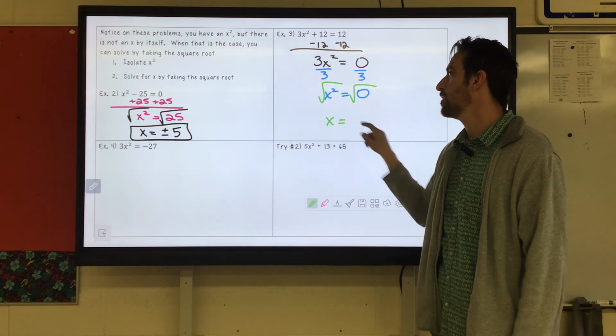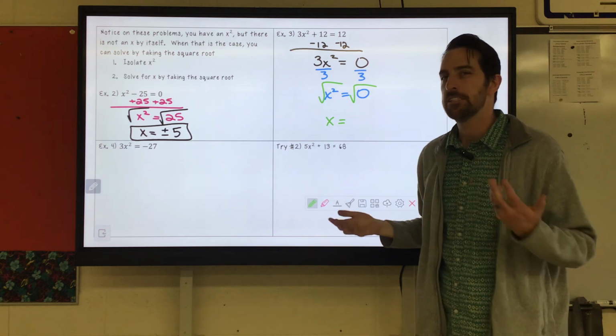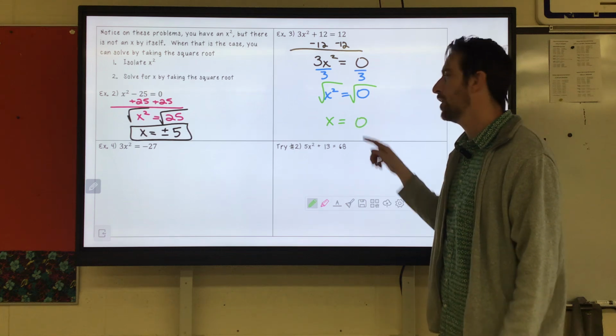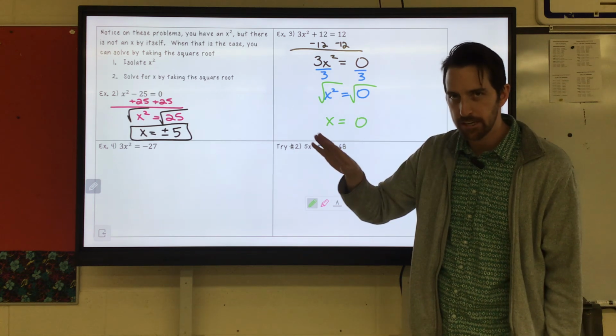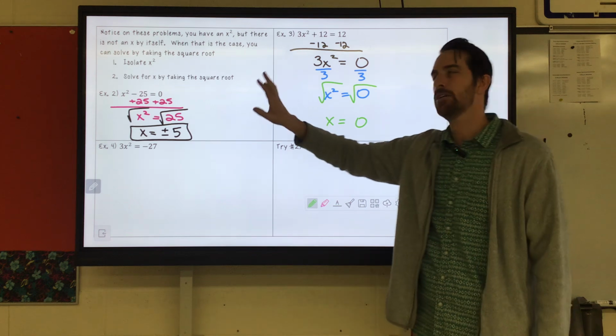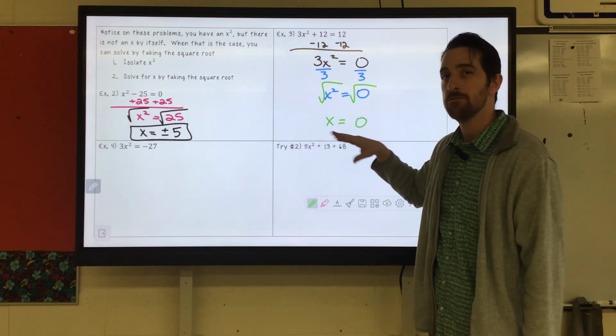Usually you would say plus or minus, but there's no such thing as negative 0. Right? You can't, so it would just be regular 0. No negative 0, not a thing. So if you're square rooting a positive number, you put the plus and minus. If you're square rooting 0, you don't need to. It's just 0.